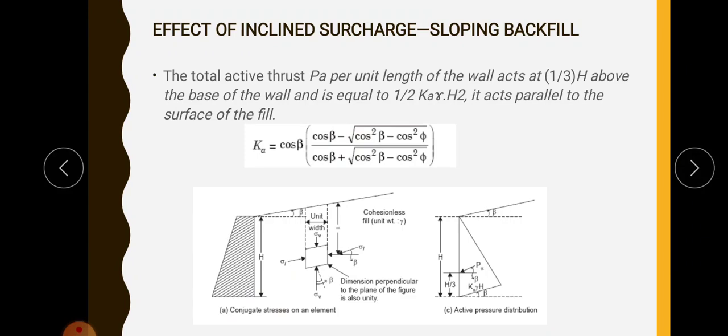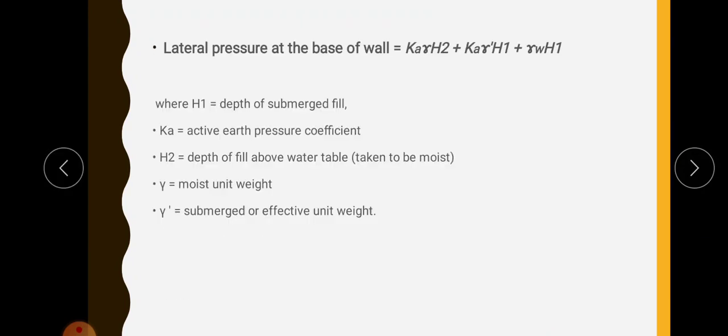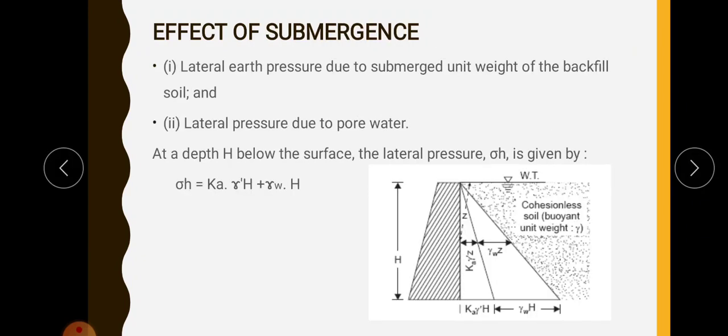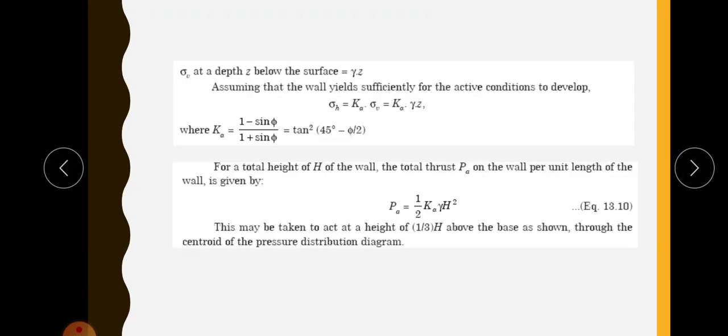So up to this we have discussed the cases for active earth pressure. For passive all are the same, the only difference is Ka is changed to Kp. When we are calculating Kp in the case of passive earth pressure, Ka is equal to 1 minus sin phi by 1 plus sin phi, and Kp will be equal to 1 plus sin phi by 1 minus sin phi, just reversing. I am not explaining the theories for passive earth pressure.